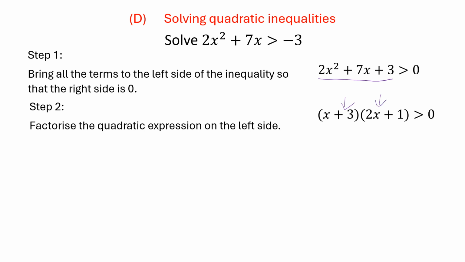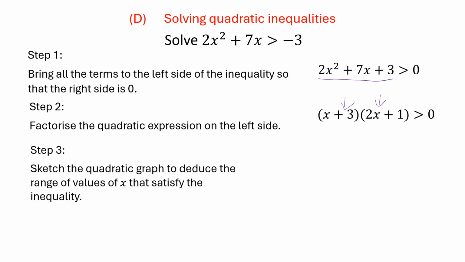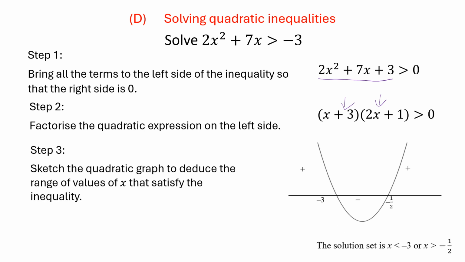And then this is where it's different from solving equations. When you solve an equation, you just simply let x equal -3 or x equal -half, right? Very easy, right? But solving inequality is entirely different business. So what do we do at step 3? Yes, you have to draw the quadratic curve. So how do you know it's a U shape? You look at the coefficient of x squared. It's 2, more than 0, positive, so it's a U shape.